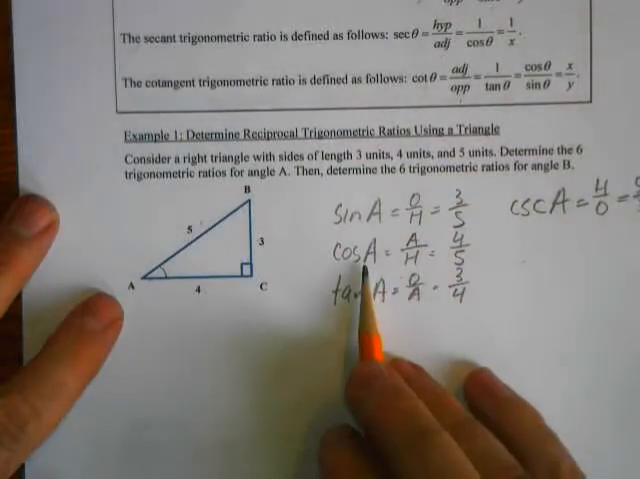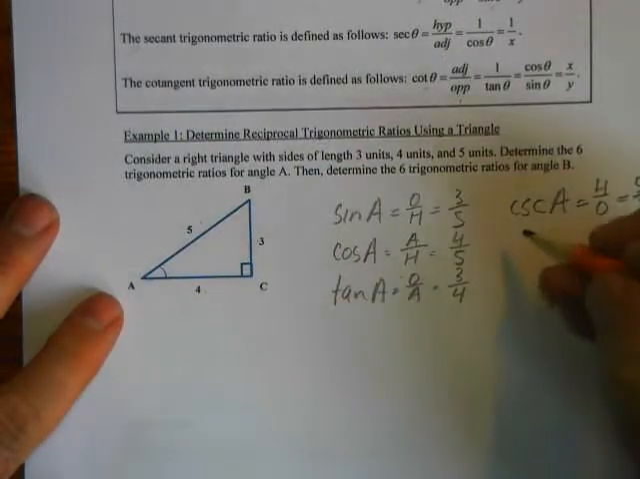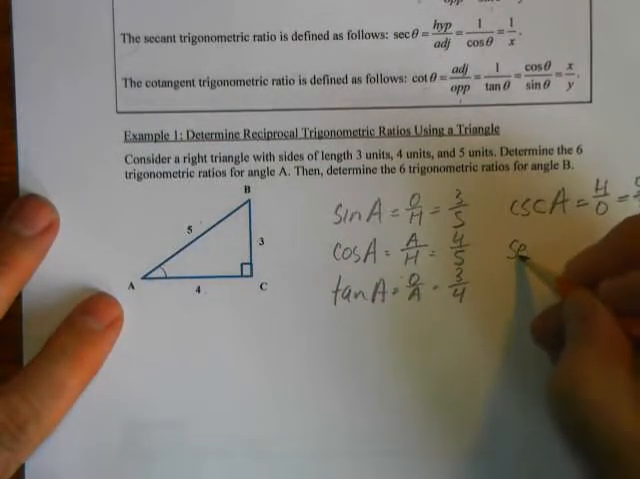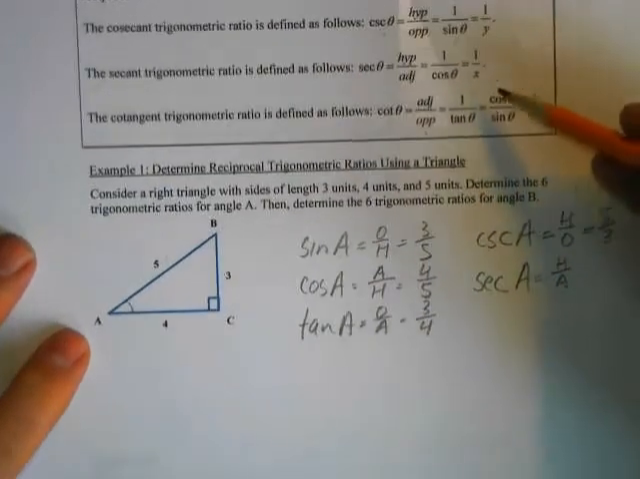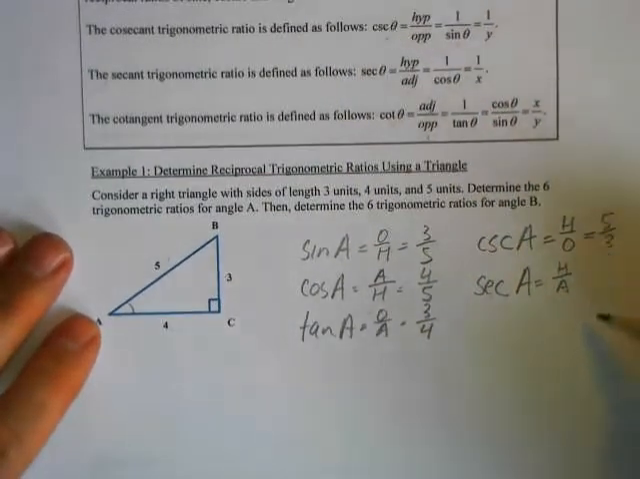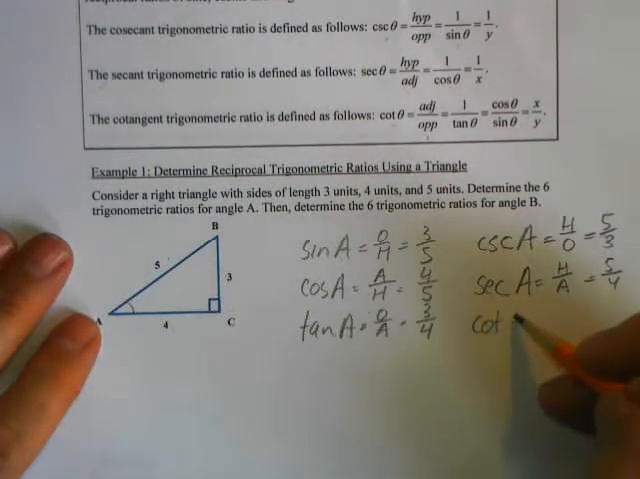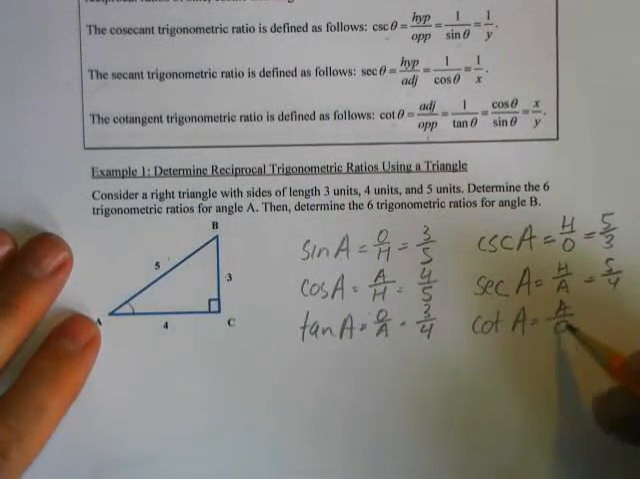Okay, if we go to the next one. So the reciprocal ratio for cosine is secant. So secant of A, this is h over A. You can get this from the definitions up here if you want. And h over A is just the flip version of that, 5 over 4. And then finally, cotan of A is adjacent over opposite, which is 4 over 3.